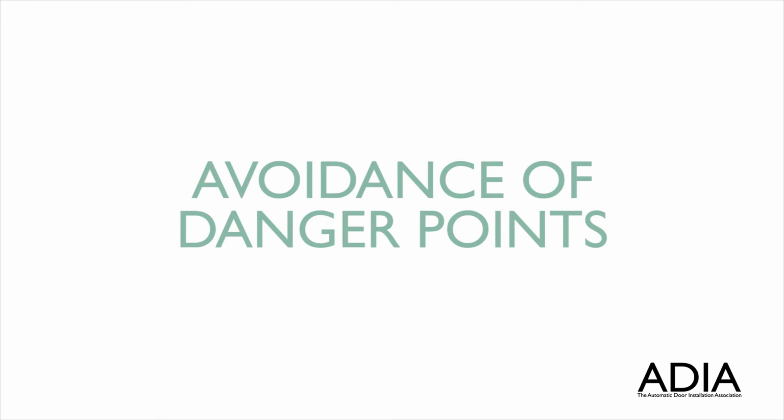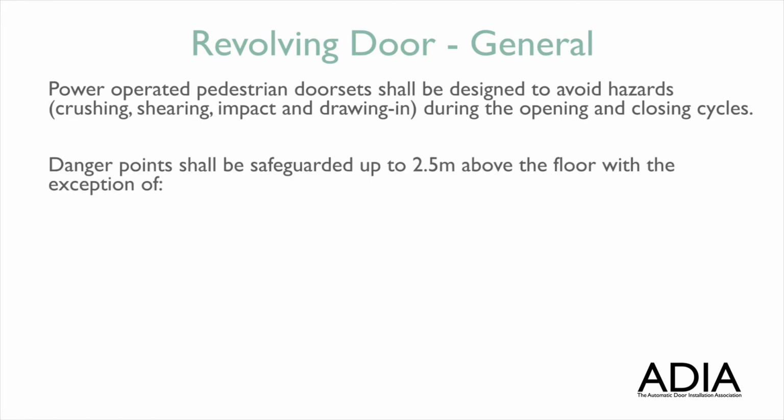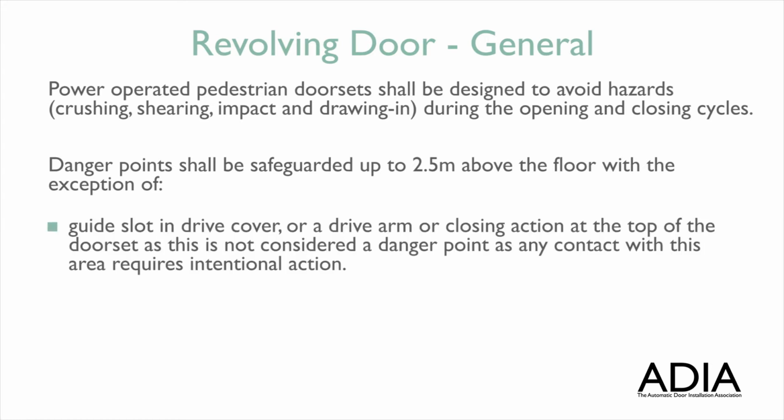Avoidance of danger points. Protection at danger points. Power operated pedestrian door sets shall be designed to avoid hazards, crushing, shearing, impact and drawing in during the opening and closing cycles. Danger points shall be safeguarded up to 2.5 meters above the floor, with the exception of guide slot in drive cover or a drive arm or closing action at the top of the door set, as this is not considered a danger point, as any contact with this area requires intentional action.